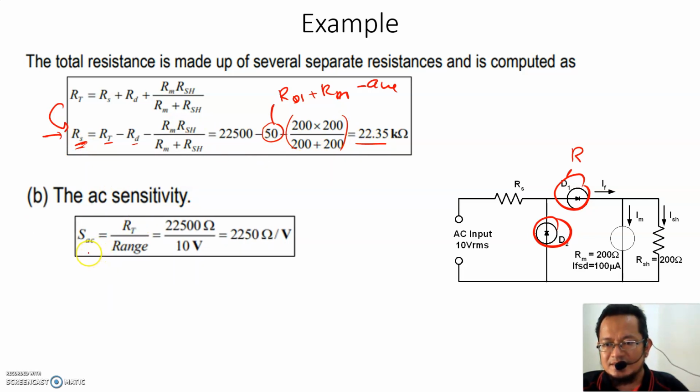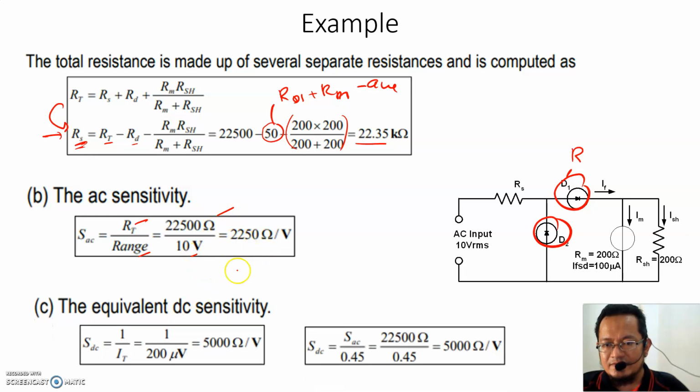Then the SAC is RT divided by the range, RT you calculated before, 22.5 kilo ohm divided by the range, 2250 ohm per volt. Then the SDC is 1 over IT, which is 1 over 200 microamp, sorry about that. You have the AC, and you calculate the DC. The DC is SAC divided by 0.45, which is around 5000 ohm per volt.